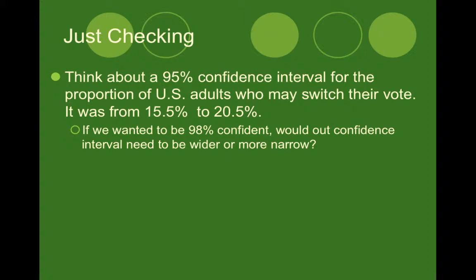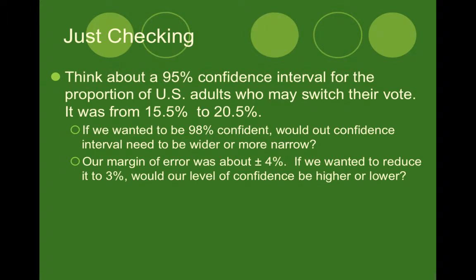Because we're more confident, our margin of error is going to have to increase. By increasing our margin of error, our interval will have to be wider. Our margin of error was about 4%. If we wanted to reduce it to 3%, would our level of confidence be higher or lower? If we are making our margin of error smaller, we'll be making our interval more narrow. So our interval will be becoming more precise, and the more precise we are, the less certain we will become. So our confidence level would end up being lower.